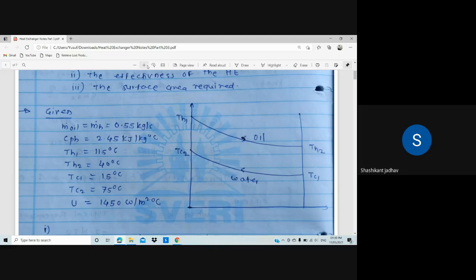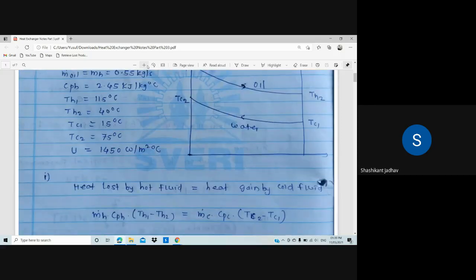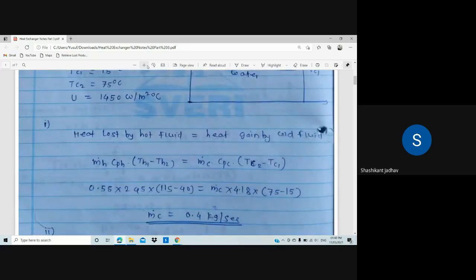So in this equation the only unknown quantity is m dot c. Okay, so all of you put the values into this equation and find the value of m dot c. Take that calculation at the upper side. We have to use this equation: heat lost by hot fluid is equal to heat gained by cold fluid, that is m dot h into Cph into (TH1 minus TH2) is equal to m dot c into Cpc into (TC2 minus TC1).